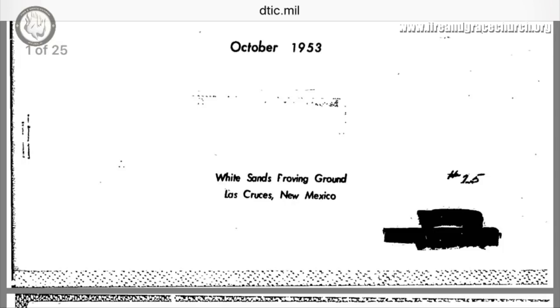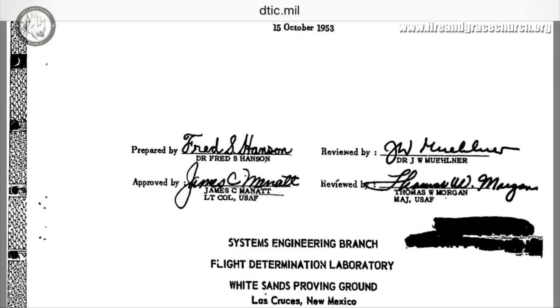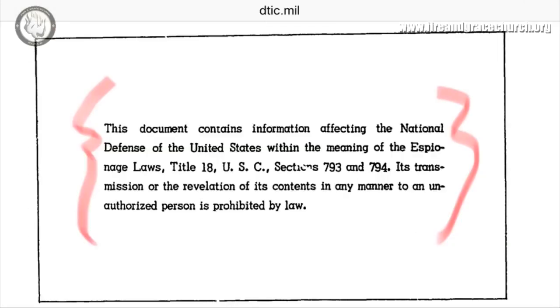So, anyway, here we go. Look at this here. Just wanted you to see the signatures, real signatures. Dr. Fred Hansen, Dr. J.W. Molnar, or whatever. James C. McNatt, Lieutenant Colonel, United States Air Force. Thomas W. Morgan, Major, United States Air Force. Systems and Engineering Branch, Flight Determination Laboratory, White Sands Proving Ground. All here, right? Dr. So-and-so, Dr. So-and-so, General so-and-so. I guess they're stupid.